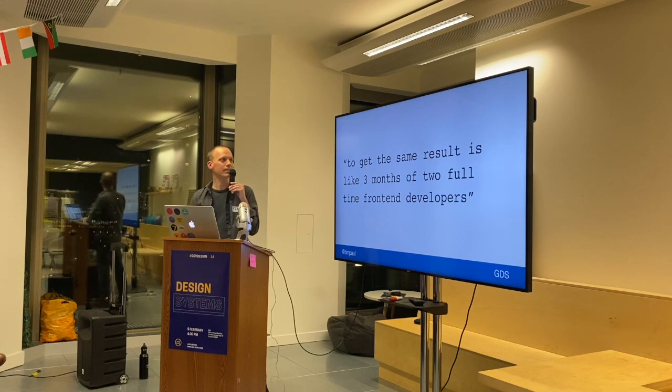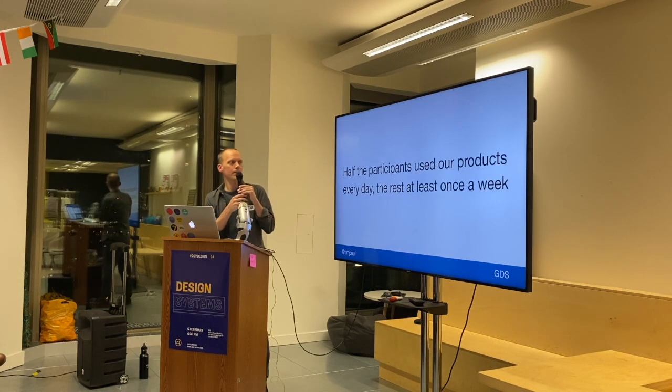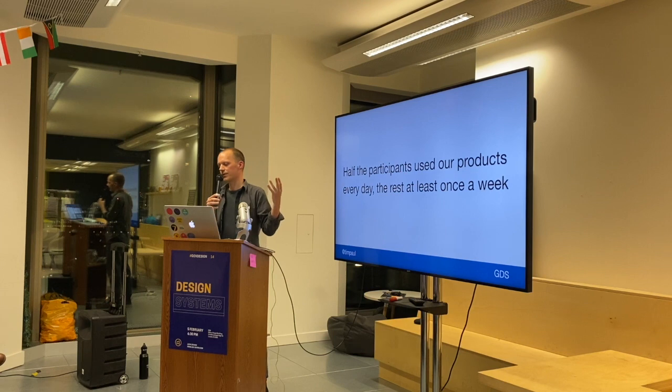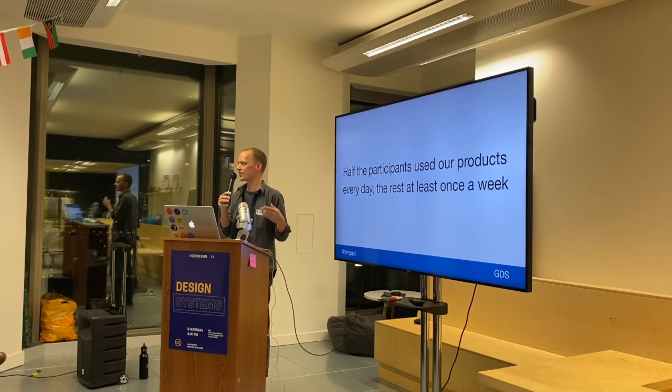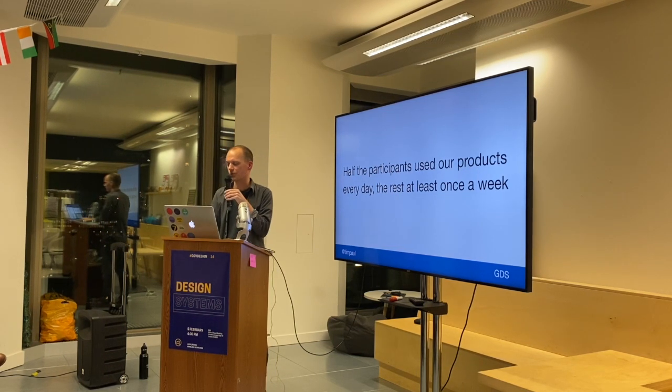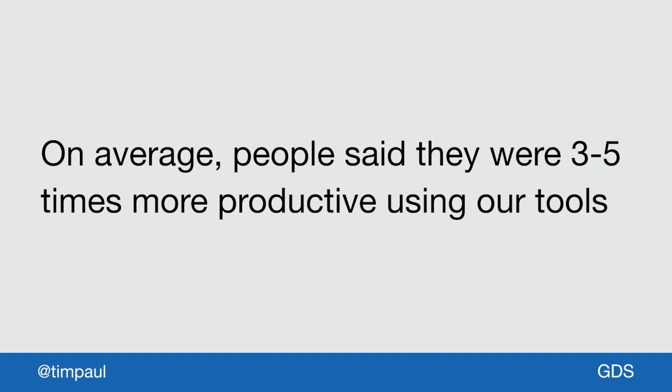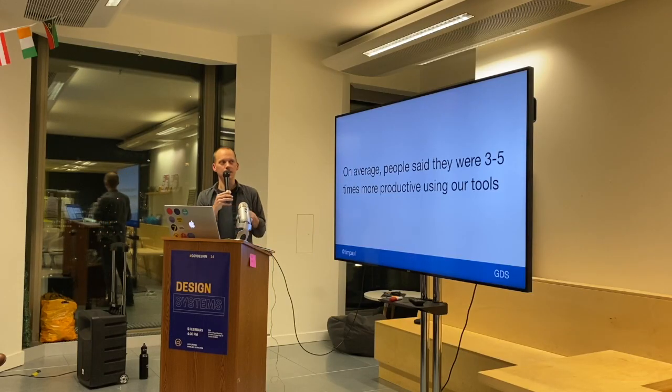And we found some other things out as well. So we discovered that about half of our participants were using the GOV.UK design system every day, and the rest were using it at least once a week. And that gave us the confidence we needed to assume that teams are getting continuous benefit from our products. It's not just every now and then, or once a month or so on. It's most weeks, every day. And on average, people were saying that they were perhaps 3 to 5 times more productive when they were using the tools than before they existed, or if they didn't have access to them.